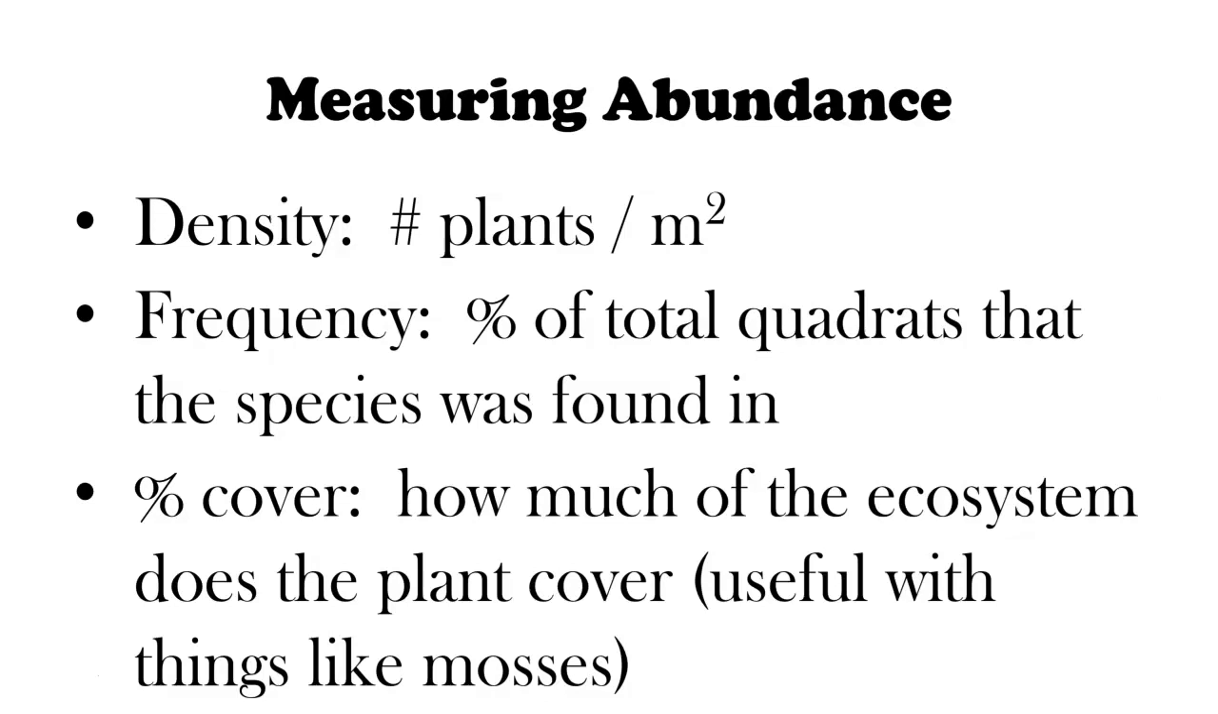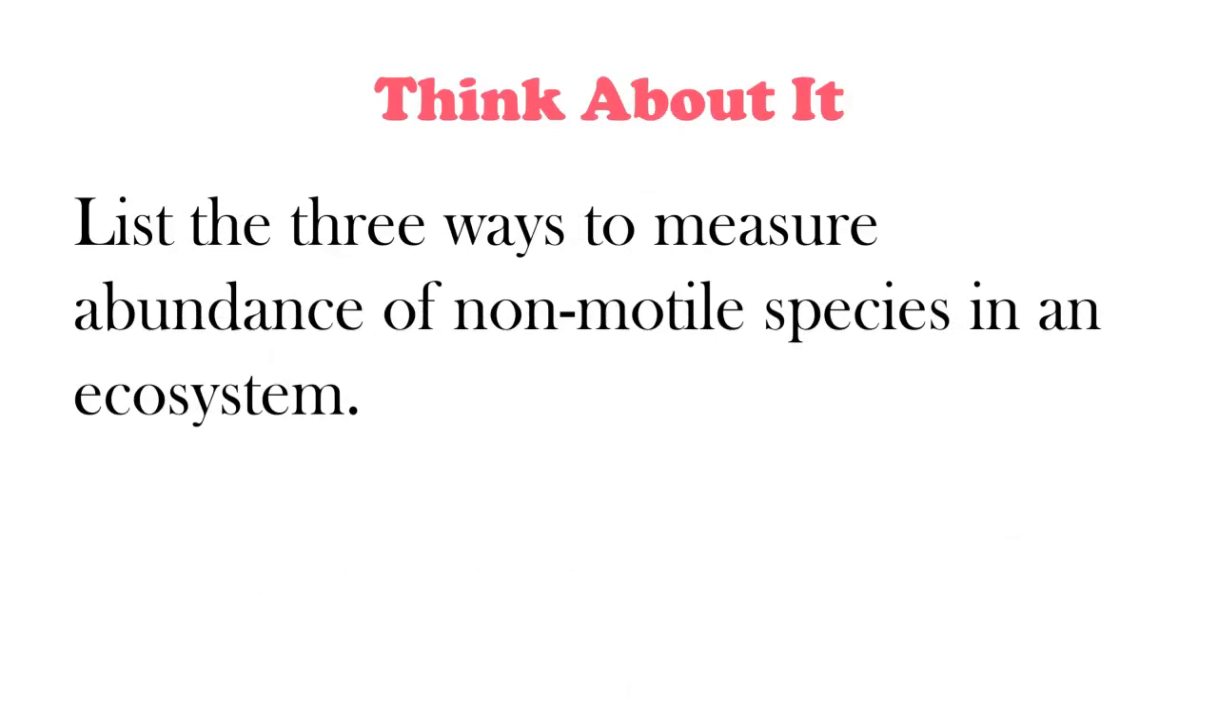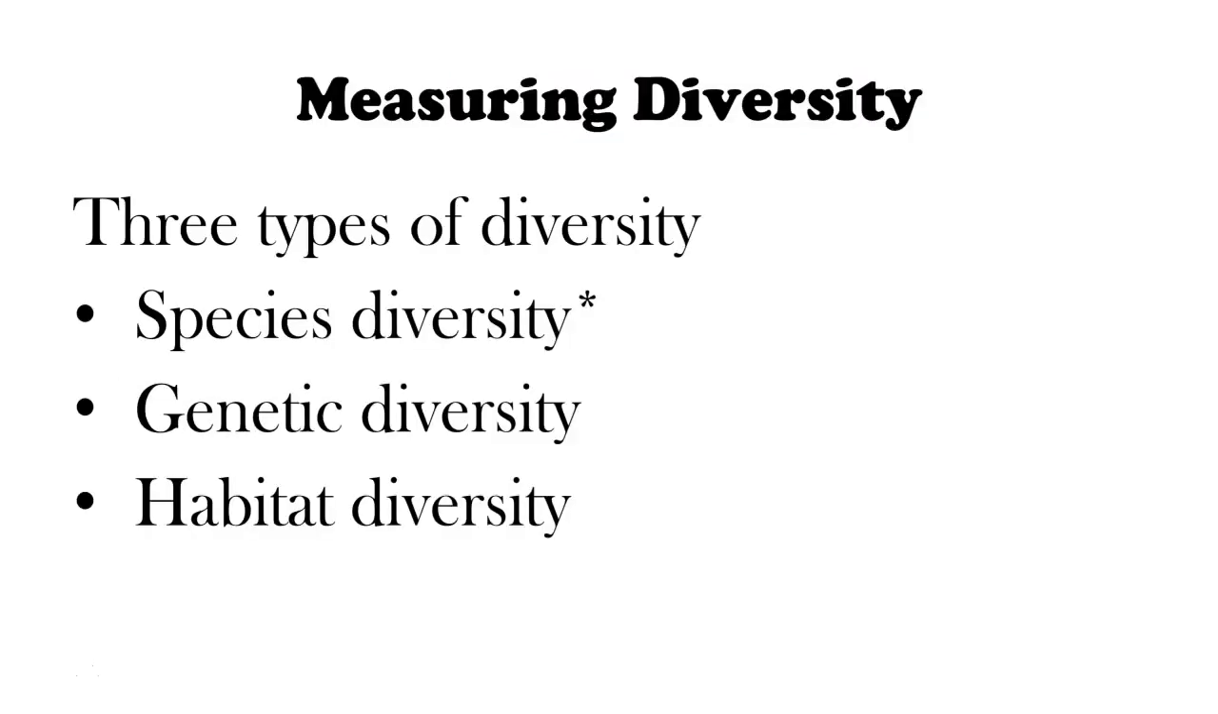This can be useful with things like mosses or lichens, where it can be difficult to figure out where one individual organism ends and a new one begins. So we should be able to list the 3 ways that we can measure the abundance of non-moving species in an ecosystem. Now let's take a look at some ways we can measure the diversity of an ecosystem.